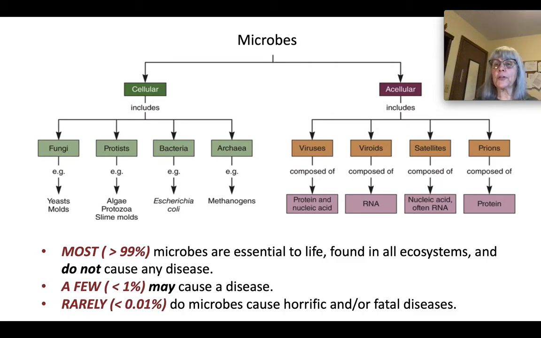In the acellular group, so these guys aren't cells, not what we defined as cells, we've got viruses. We also have variations of viruses, smaller in size than a virus, which are your viroids, satellites, and prions. So again, these are classified as microbes, but they are acellular.